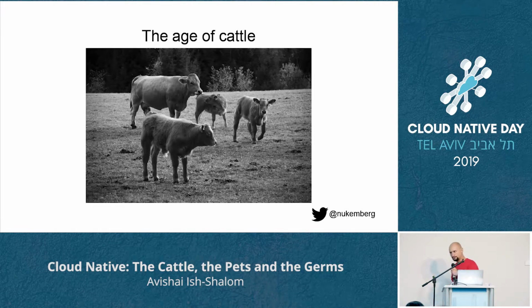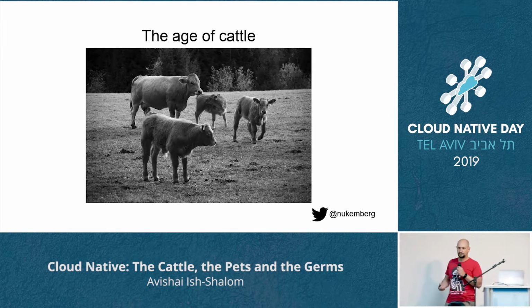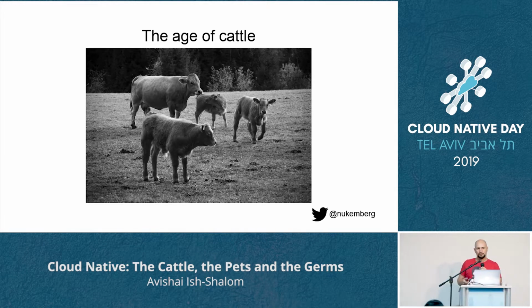Enter the age of cattle. Now, what do I mean by the age of cattle? When you have a fleet of servers, you no longer treat them like pets. When you have a pet, when you had those monolithic servers, if something happened to them, you took really good care of that server. When you have 1,000 servers, you can't possibly take care of every one of them. There's no way to fix the configuration of every one of them, definitely not manually.